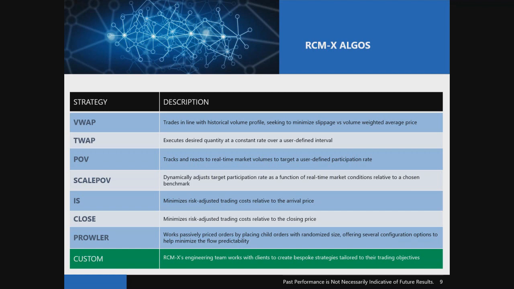POV and scale POV are trading based on a specified level or band of participation, while Prowler, which is most similar to an enhanced iceberg algo, is sending individual trades and sizes with settings that you're specifying. Lastly, I'll touch on quickly, RCM-X offers the ability to build custom algos, which can be as simple as combining a couple algos. For instance, you say, I want to trade based on a certain percentage of volume until a certain indicator or threshold is met. When that happens, I want to switch over to a Prowler-based algo or something along those lines.